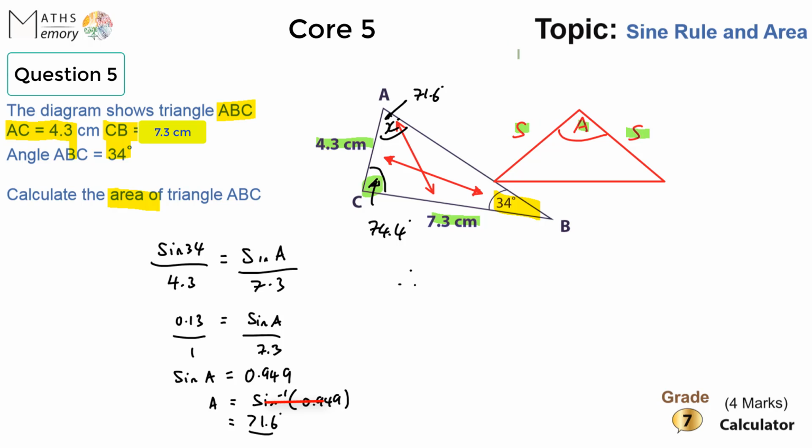We can chunk this up into 3 steps. And we go ahead with this. We can say we have half times 4.3 times 7.3. And then the whole thing, the third chunk, times sine 74.4. If we do this on the calculator, let's work this out, we're going to get an answer of 15.1 centimeters squared. So that would be your answer of how you would do this.